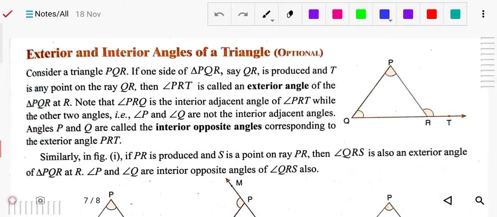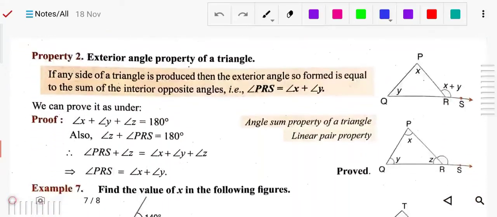Good morning, students. Today we will study exterior and interior angles of a triangle. In this exercise, we will study the second property of the triangle, which is the exterior angle property of a triangle. Earlier we studied property one, which was the angle sum property of a triangle. In this exercise we will study property 2, the exterior angle property of a triangle.